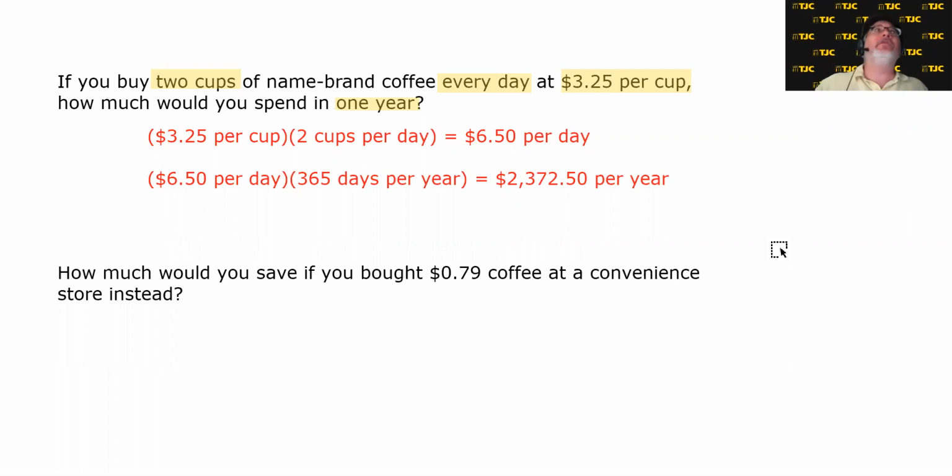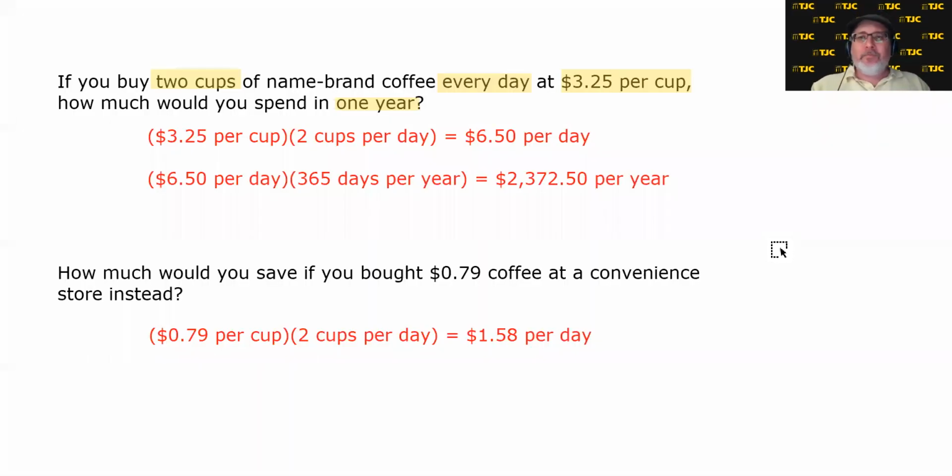All right, fine. Well, let's say that you decide I'm going to start buying coffee at the convenience store I drive by every morning instead of the retail coffee place, where I can get a cup of coffee in the morning and a cup of coffee in the afternoon for 79 cents a cup. Now, how much would I save if I did that? Well, first, let's figure out how much that would cost. We're still buying 2 cups per day, so we have to double that to find the cost per day. 79 cents per cup times 2 cups per day is just $1.58 per day.